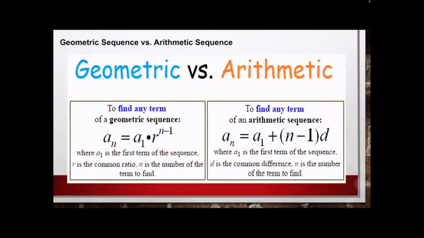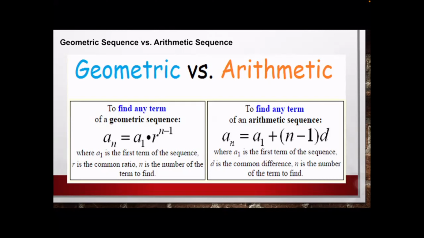Then we have here the geometric. To find the term in the geometric sequence, you have a sub n is equal to a sub 1 times r raised to n minus 1. So you need a calculator kasi meron tayong exponent. Sometimes malalaki kasi yung exponent. So exponent is multiplying by itself. So kung magaling naman kayo mag-multiply by itself, edi huwag kayo gumamit ng calculator. Kung hindi naman, gumamit.